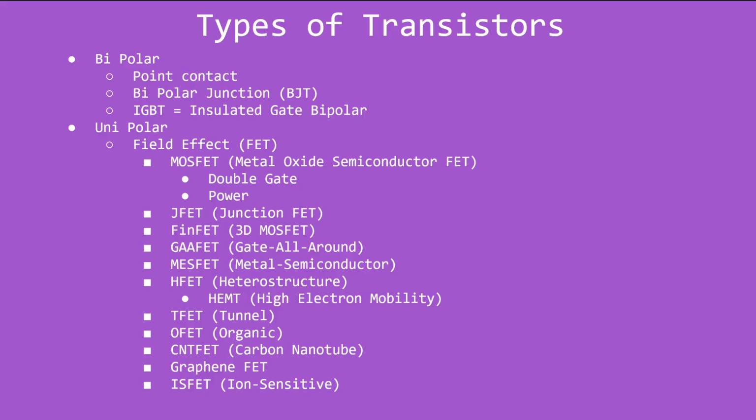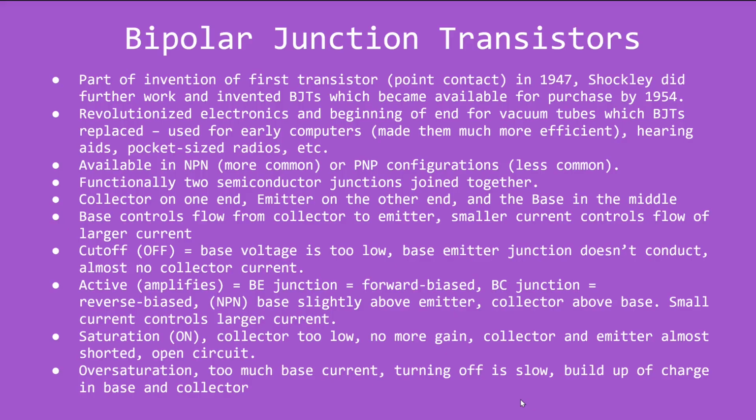We may be talking about HEMTs, which are high electron mobility transistors. We've got TFETs, OFETs, CNT FETs. That's carbon nanotubes. That's a new technology. Graphite FETs and ion sensitive FETs. Some of these we won't even mention, although future videos on some of them we're going to go into more detail. All right, the first transistor we're going to really talk about is bipolar junction transistors.